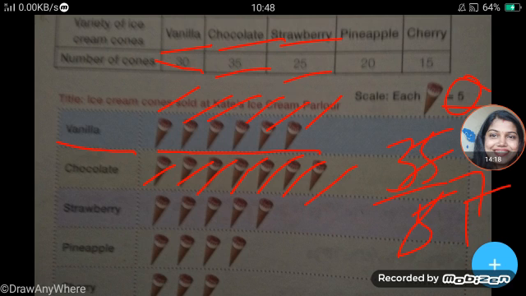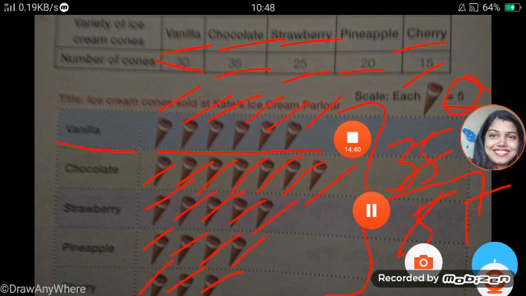Similarly, strawberry it is 25. So 25 divided by 5 is 5. So I'm going to draw 1, 2, 3, 4, 5. Similarly, 20 divided by 5 is 4. So 1, 2, 3, 4. So cherry 15. So it is 3. So 15, 1, 2, 3. So similarly, this is how you're going to draw the pictograph. I hope the concept is clear and you'll do it neatly in your classwork.